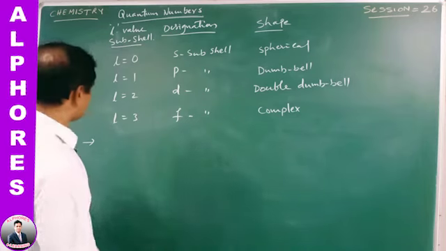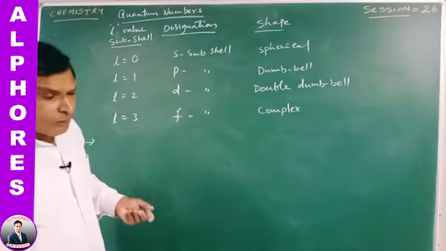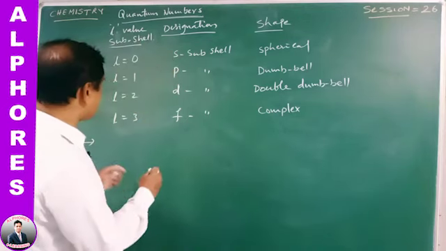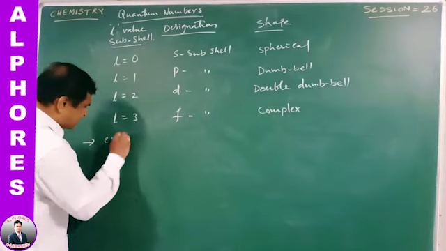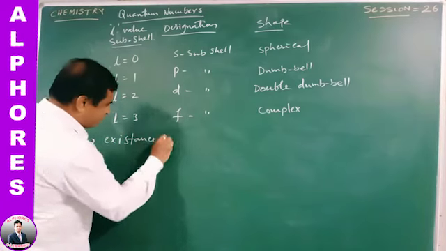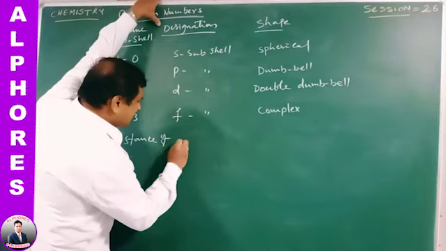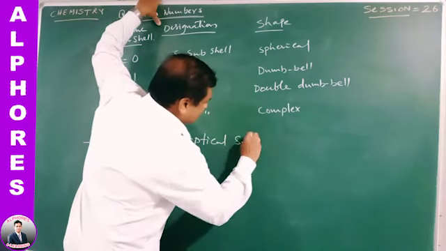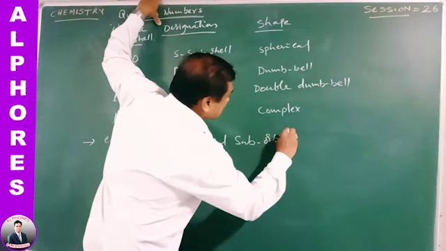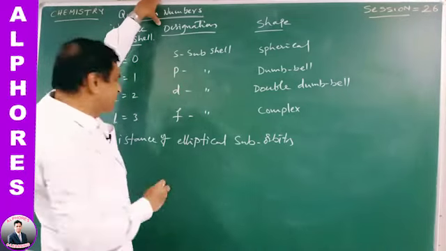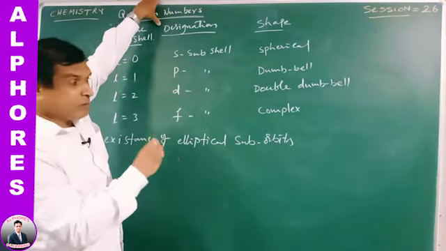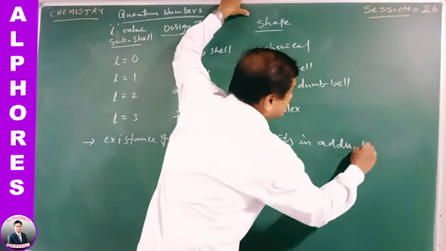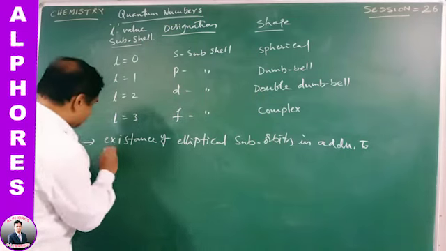Now coming to the next point, the azimuthal quantum number represents the existence of elliptical suborbits, that means subshells, in addition to circular suborbits.